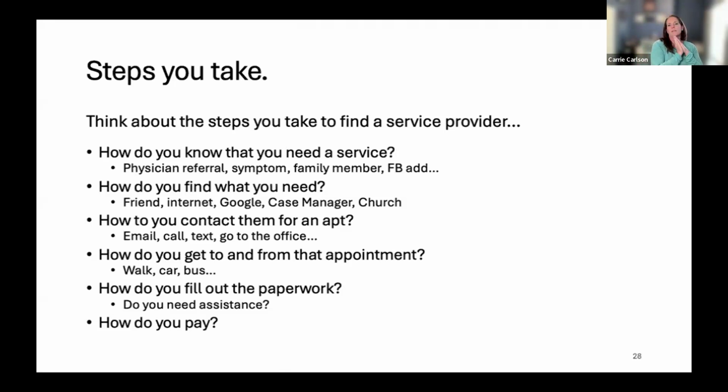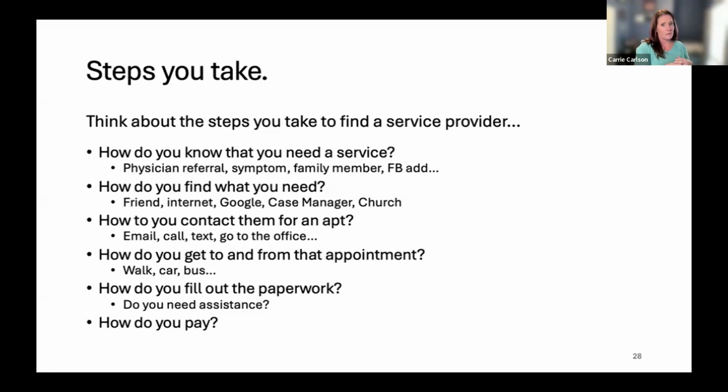How do you know that you need a service, right? How do you know that you need to go see a physician, right? Do you have symptoms? Do you have a physician referral? Does a family member tell you, right? Do you see a Facebook ad and you're like, oh, I need that, right? It sounds good. It sounds like what I need. How do you find that need, right? Do you ask friends? Do you go to Google? Do you have a case manager, right? Does your church help you? How do you contact them, right? Email, call, text, go to their office.